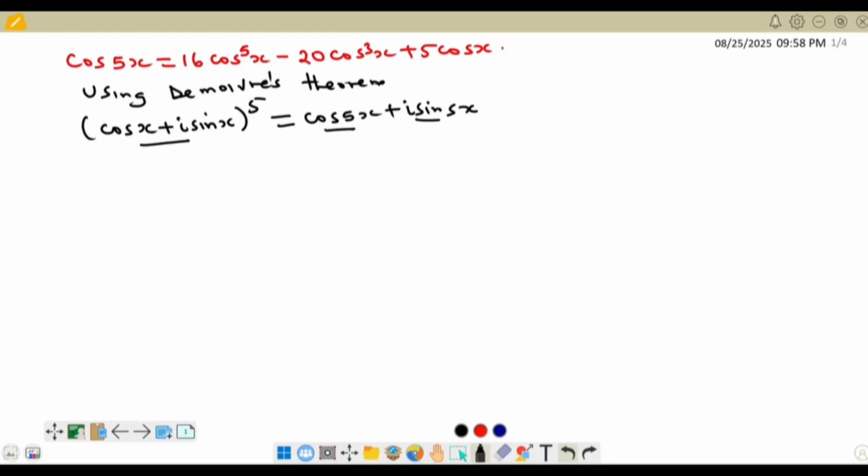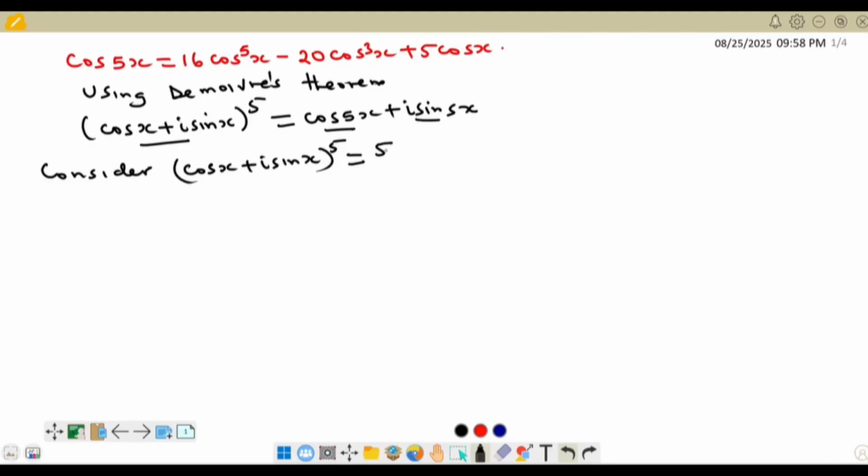So what we shall do is we shall first consider cos of x plus i sine of x to the power of 5. So we shall expand this. To expand this, we can use different ways. One, we can use binomial expansion. Let us use the one for combination. So if I need to get what we call the coefficients, I will be using the combination.